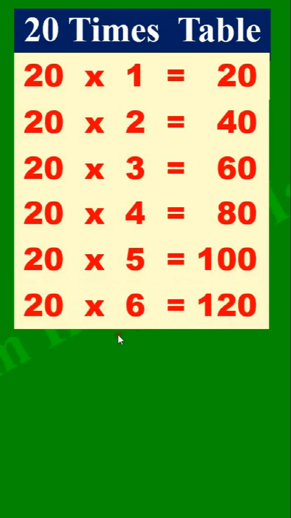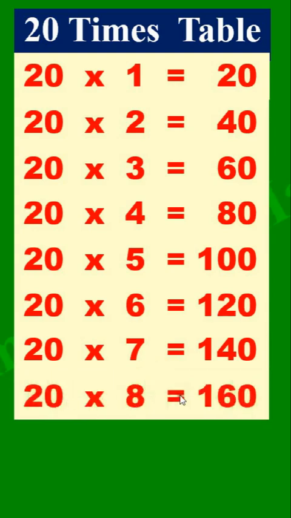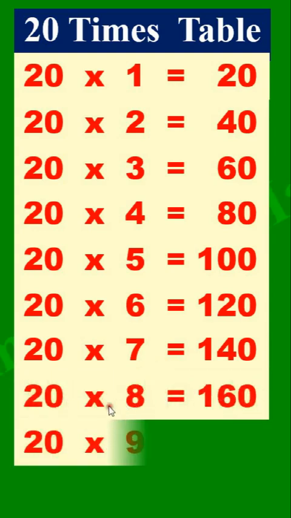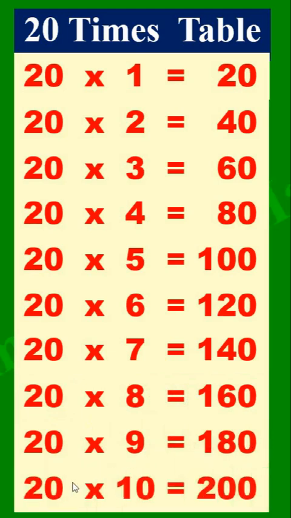20 times 6 is equal to 120. 20 times 7 is equal to 140. 20 times 8 is equal to 160. 20 times 9 is equal to 180. 20 times 10 is equal to 200.